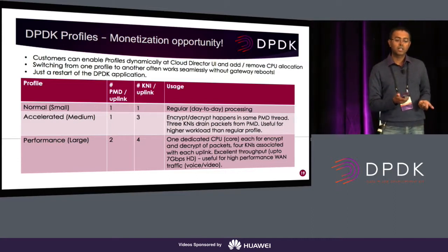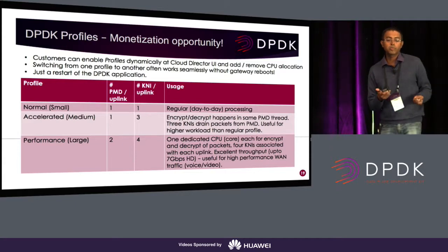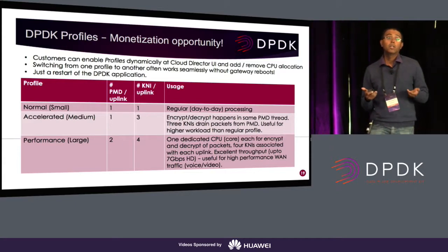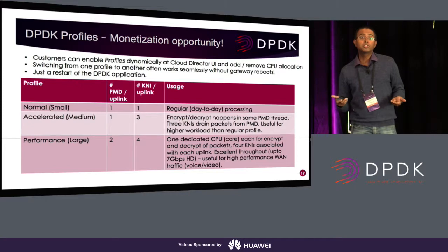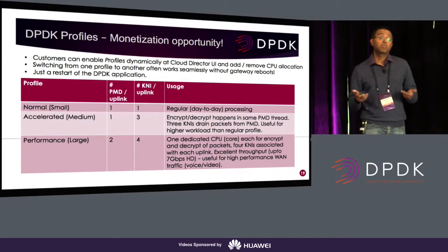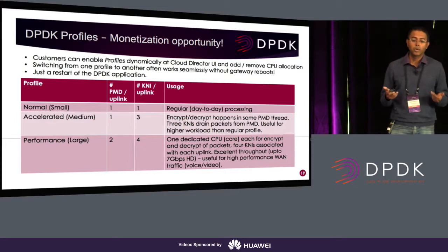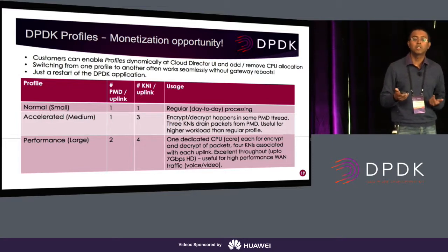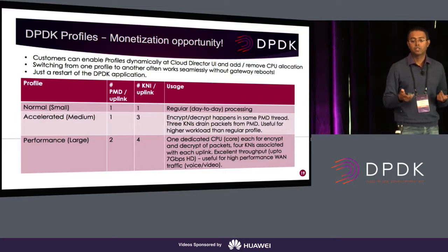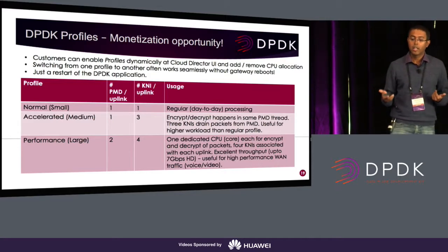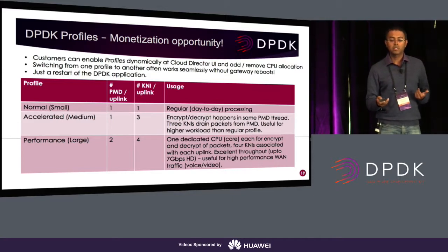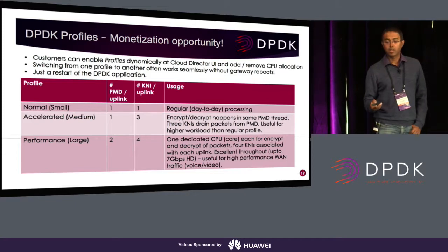Then you look at the accelerated, the medium profile, where you give more KNIs. We have seen that the performance improves if we increase the number of KNIs. But then, on a real production network, when there is a lot of outgoing and incoming traffic, we increase the number of PMDs, and we increase the number of KNIs to 4. And this gave us up to 7 Gbps half duplex traffic.